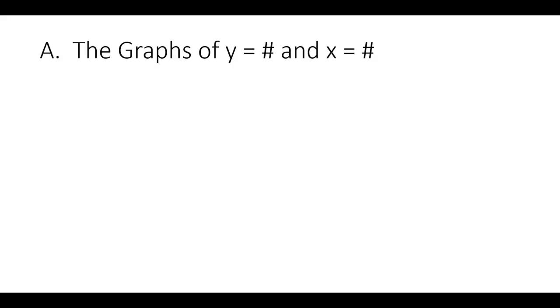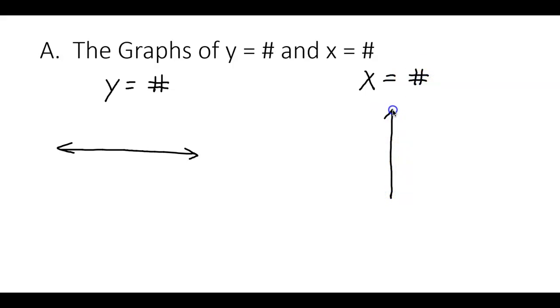So find this slide on your notes and write along with me here. Now, if you ever have y equals a number, it's going to be a vertical. Sorry, take that back. It's going to be a horizontal line. And if you ever have x equals a number, it's going to be a vertical line.